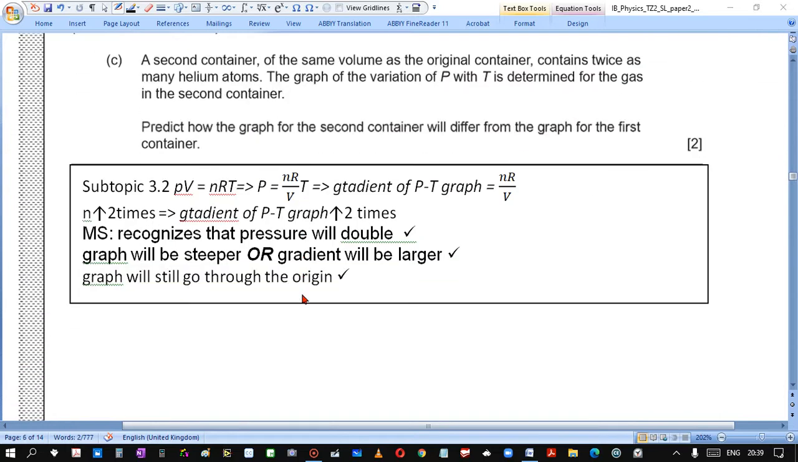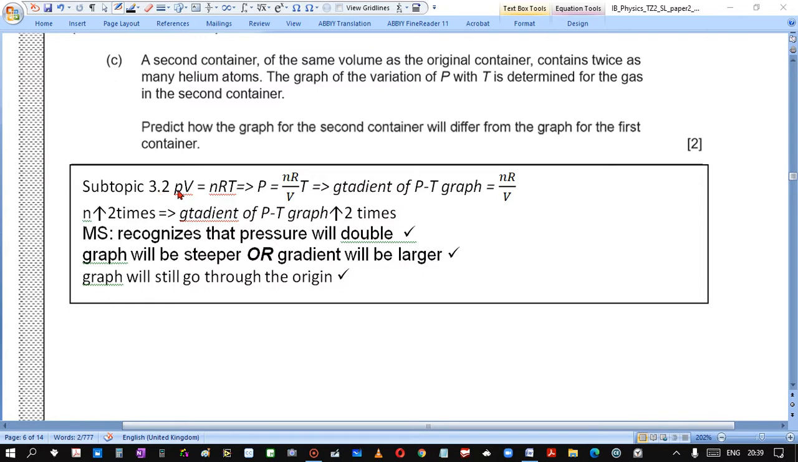C. A second container of the same volume as the original container contains twice as many helium atoms. The graph of variation of P with T is determined for the gas in the second container. Predict how the graph for the second container will differ from the graph for the first container.